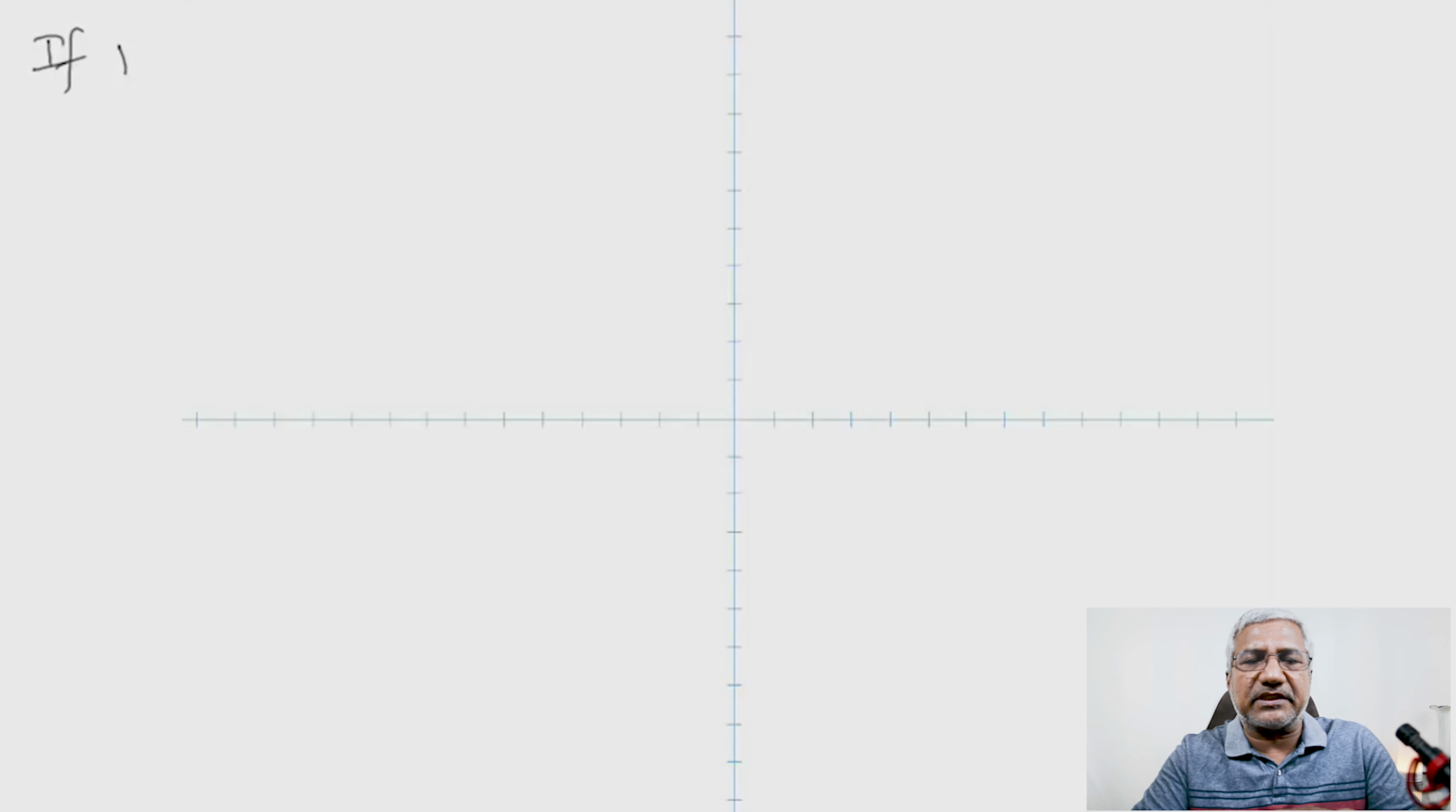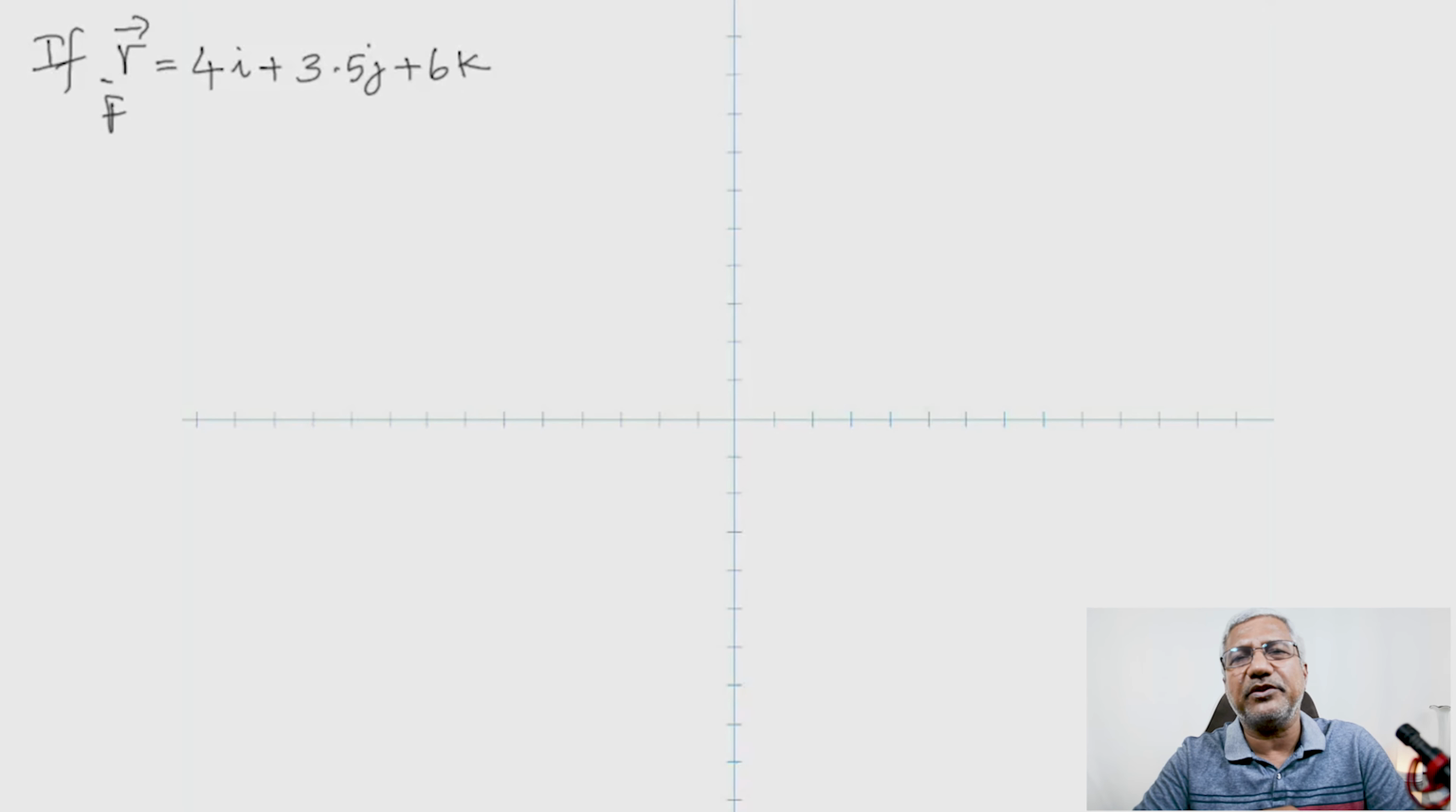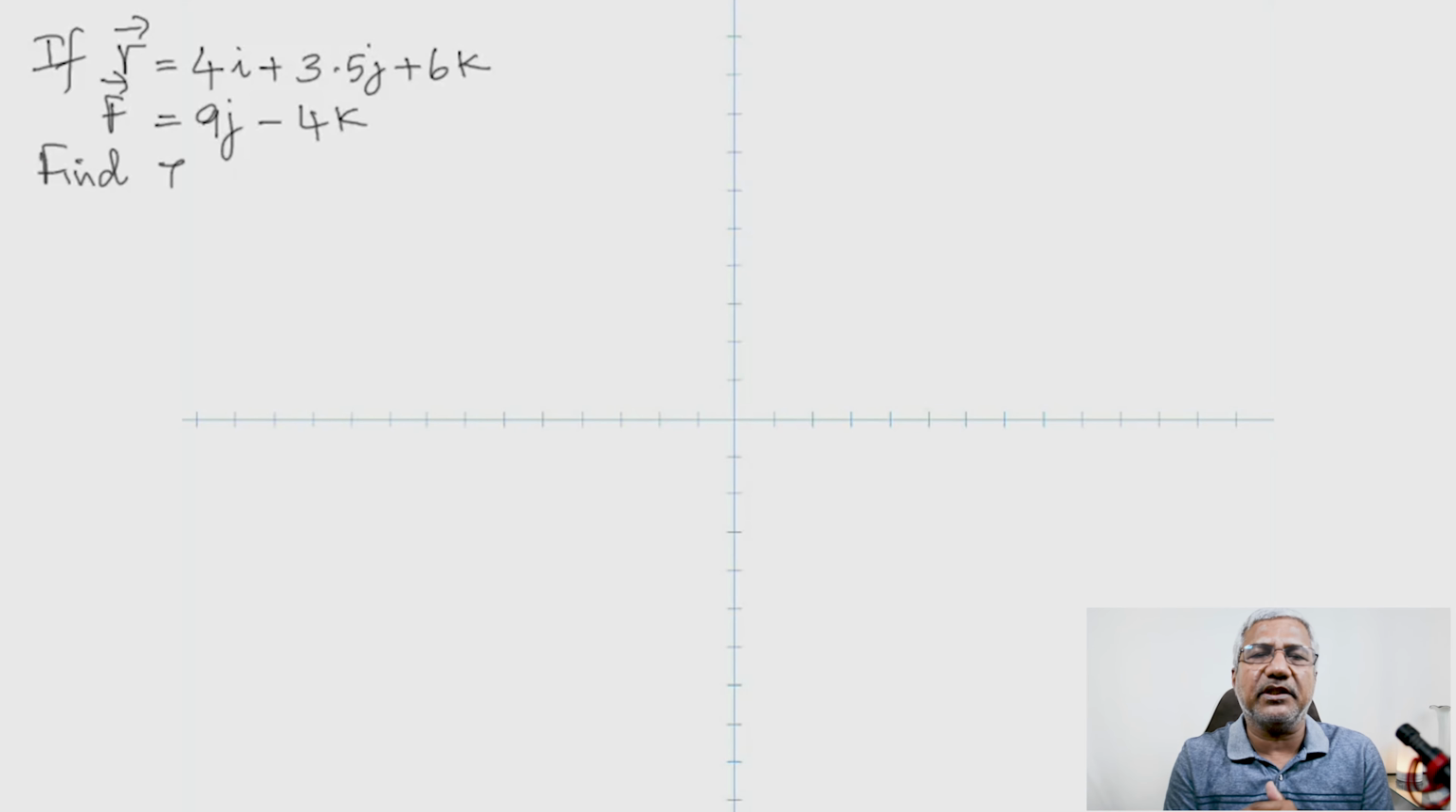Here is the next question. You're given two vectors, R and P, and we are asked to calculate the angular momentum. How do we do that? Well, it could have been that way, or this question is actually giving us R and F, and we are asked to calculate the torque. So how do we find the torque? Torque is the cross product of R and F.